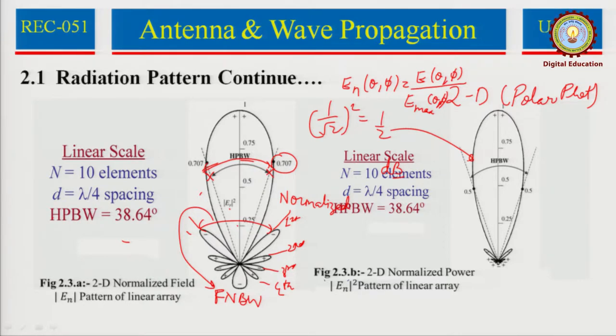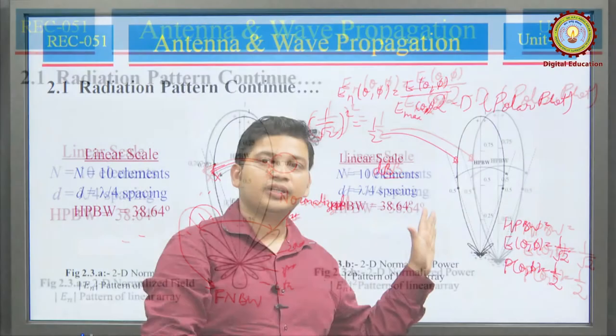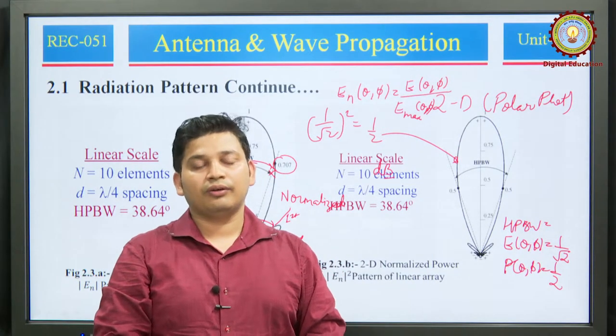So, remember, for half power beamwidth, the value of the electric field E theta phi is 1 by root 2. It is very important when you are solving the numericals. And for the power pattern P theta phi, the value is 1 by 2, or 0.5. Okay. So, this way we are going to solve problems depending upon half power beamwidth and first null beamwidth.